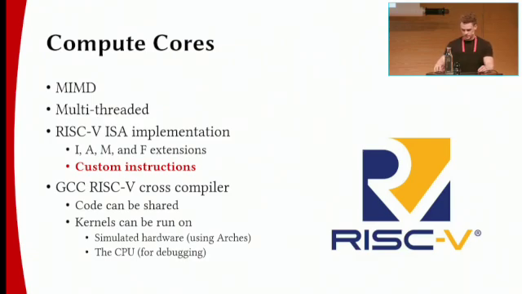But specifically what we've implemented is these MIMD compute cores. So this is a little bit different than what we see on GPUs. Each thread has its own program counter and is capable of handling divergence. And then they're also multi-threaded, so they can do things like latency hiding if you want them to. And each of these cores implements the RISC-V ISA, so we have the integer, atomic, and floating point extensions currently implemented within the ISA.